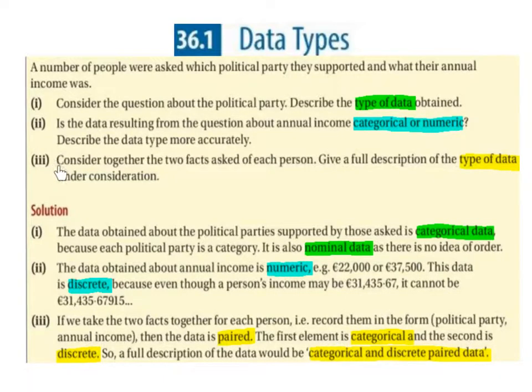Part 3. Consider together the two facts asked of each person. Give a full description of the type of data under consideration. If we take the two facts together for each person, i.e., record them in the form political party, annual income, then the data is paired. The first element is categorical, the political party, and the second is discrete, the annual income. So a full description of the data would be categorical and discrete paired data.